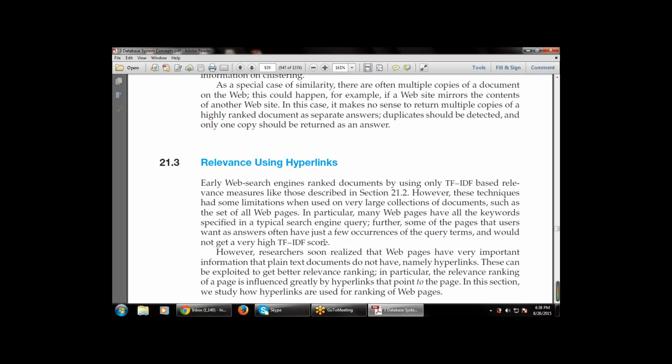Next, however, researchers soon realized that web pages have very important information that plain text documents do not have, because there are multiple pieces of information available, and we can jump from one page to another page to another. So there will be hyperlinks among the various parts, among the various contents of the web pages. That is, plain text does not have hyperlinks. The hyperlink will be used to denote the information, or we can say to move the information from one part to another.